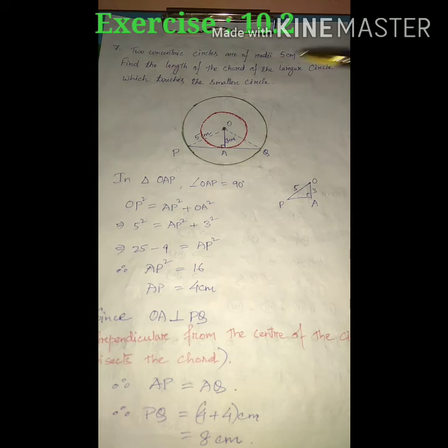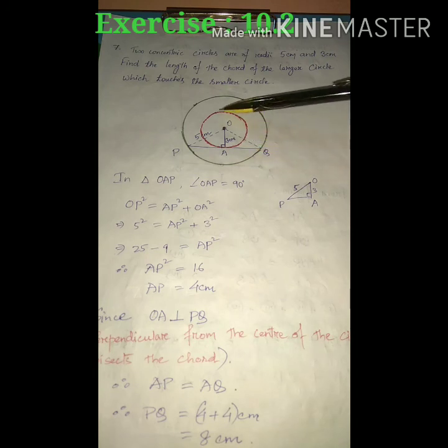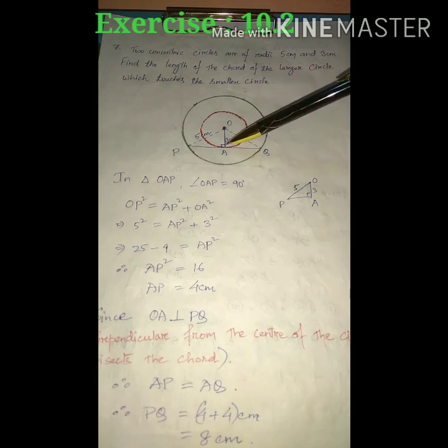That means this one is the larger circle we consider, and this red one is the smaller circle. So we have to draw one line, PQ. This PQ is a chord, and this PQ touches the smaller circle, and both are concentric circles. Concentric circles means what? The center is the same. So this one is the smaller circle, this one is the bigger circle with center O, and the line touching the smaller circle meets the bigger circle at P and Q, and this PQ is the chord here.